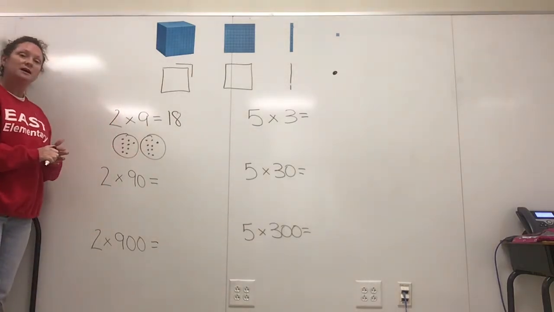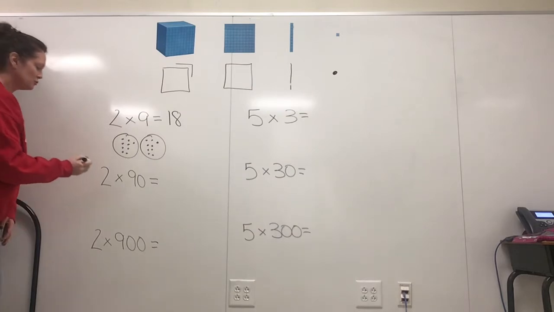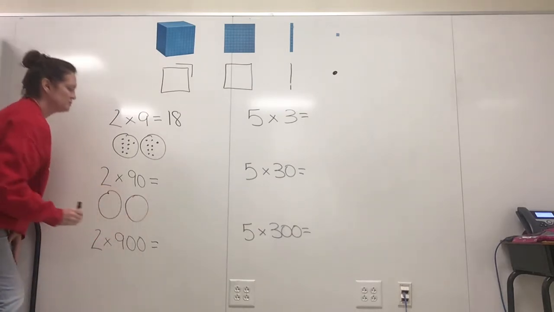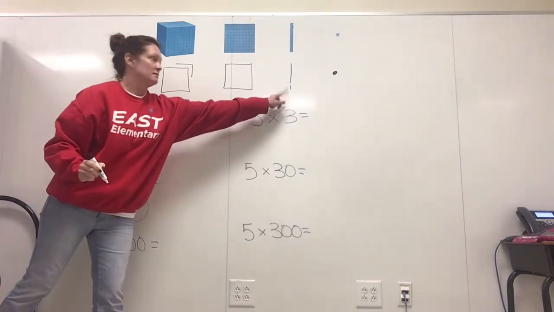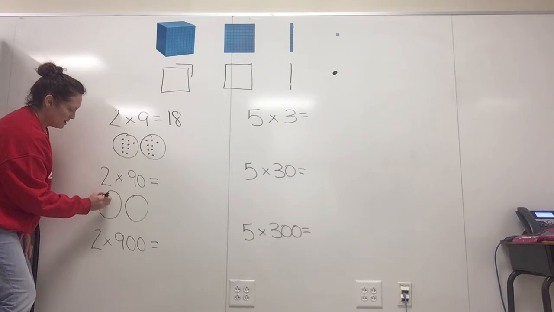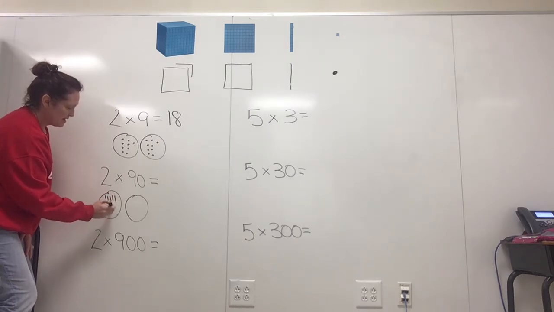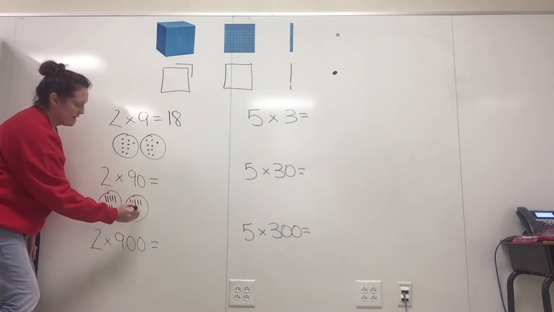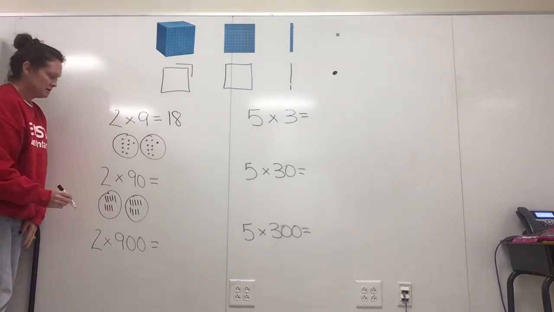All right, what about 2 times 90? 2 groups of 90. 1, 2. All right, 10 sticks, 9 in each one. 1, 2, 3, 4, 5, 6, 7, 8, 9. All right, 2 times 90 is what?